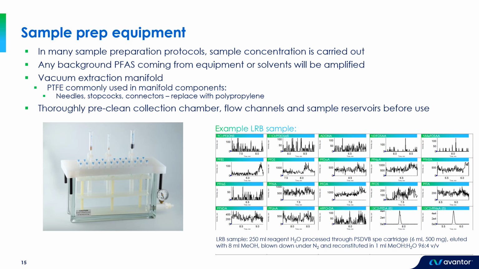A good precaution is to thoroughly pre-clean the collection chamber, any flow channels, and any sample reservoirs or tubing used to transfer large volume water samples to the SPE cartridge, regardless of the manifold used. The extraction manifold we use is entirely fluoropolymer free, and using this manifold, we were able to obtain very clean laboratory reagent blanks for EPA method 537.1 as shown in the chromatograms on the screen. Incidentally, the 2 peaks in the bottom right are internal standards and not PFAS.